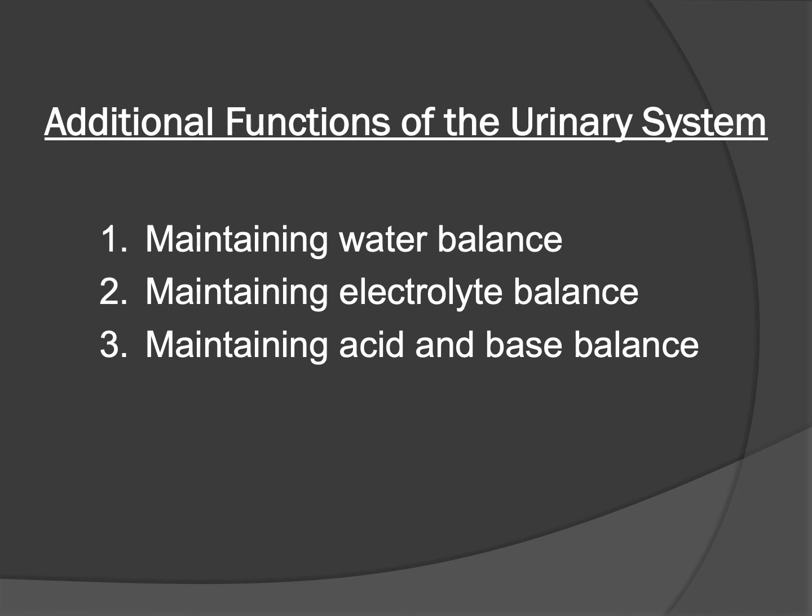And lastly, urinary system also maintains acid and base balance. Blood pH is normally 7.35 to 7.45. When we say blood pH, that's the power of hydrogen. Acidosis, if below 7.35. Alkalosis is if above 7.45. Bukod sa kidneys, isa sa nagre-regulate pa ng blood pH are the blood buffers and the respiratory system.